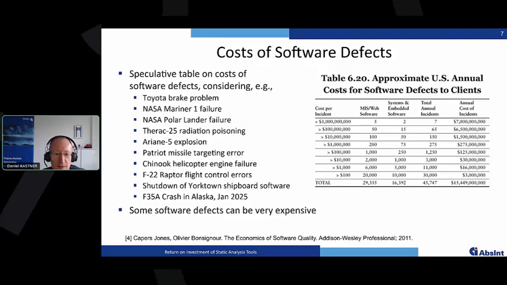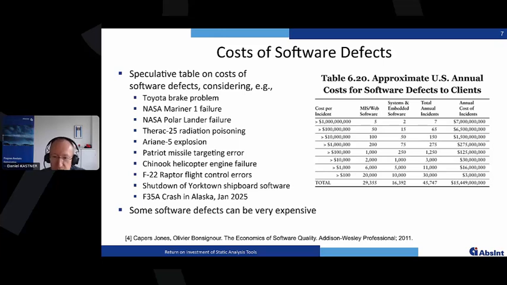You can see, okay, it's not just systems and embedded software, but also more general software. And well, the insights you can gain from this table is that there are some software defects which are actually very expensive, and they do happen. And some of those very expensive examples which went through all the media are listed here. Let's say, for example, the Toyota braking problem, the unintended acceleration, the Ariane 5 issue, Therac-25 issue, Patriot missile rounding errors, the Yorktown destroyer, and also the F-35 crash this year.